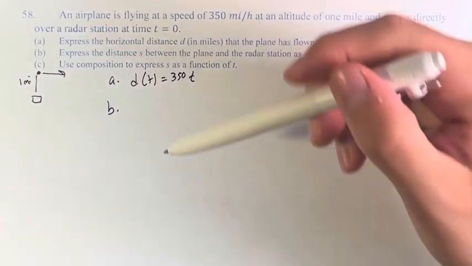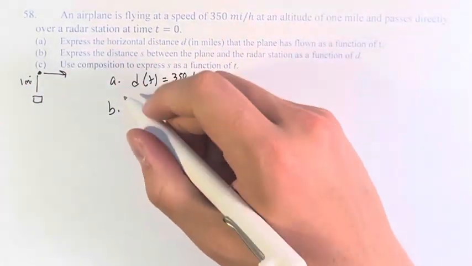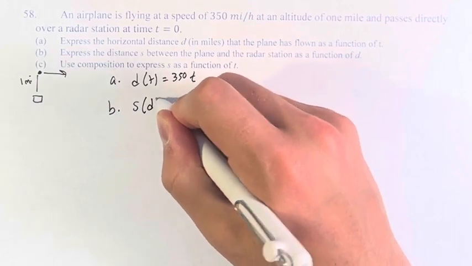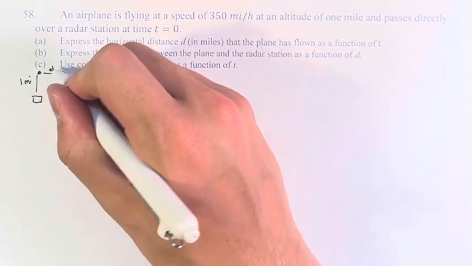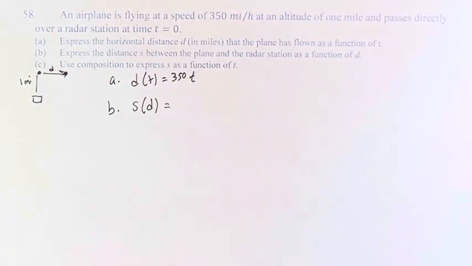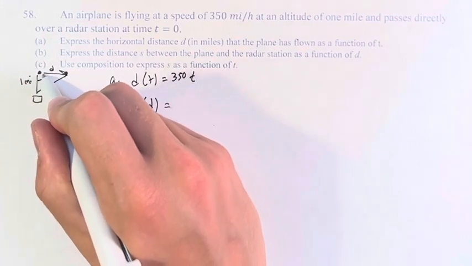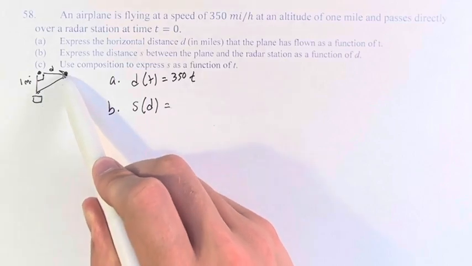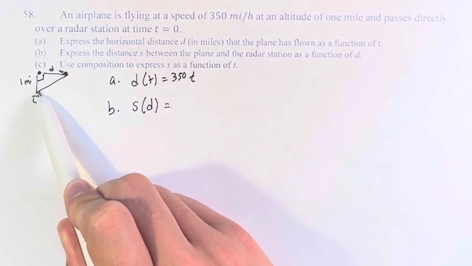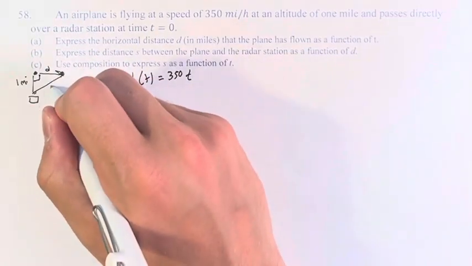In part B, we're asked to express the distance s between the plane and the radar station as a function of d. So this is s of d. What is this? Well, if this is the distance d that the plane has flown at some particular time, then this hypotenuse, because this is a right angle, is the distance between the plane at any given point and the radar station. Let's call this S, which is what they're using.